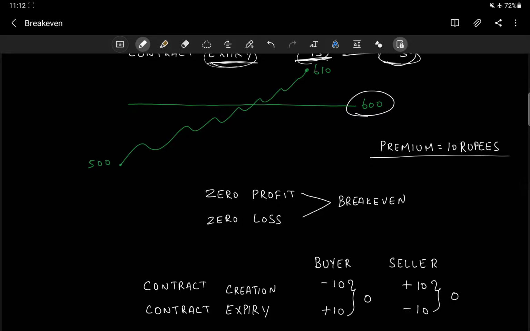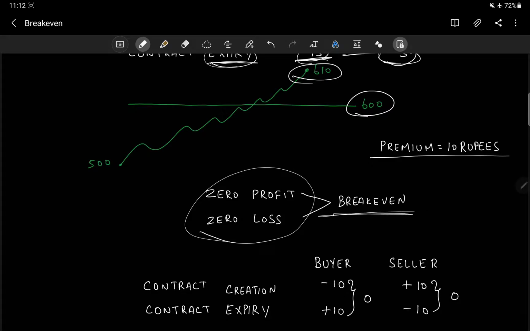So only when the price crosses above 610, the call option buyer will start making money. At the price 610, the option buyer would make zero profit, zero loss. The option seller would also make zero profit, zero loss. The price at which neither the buyer nor the seller make money is known as the break-even point.